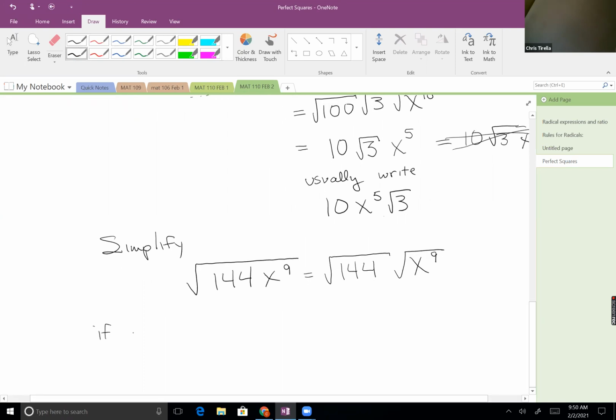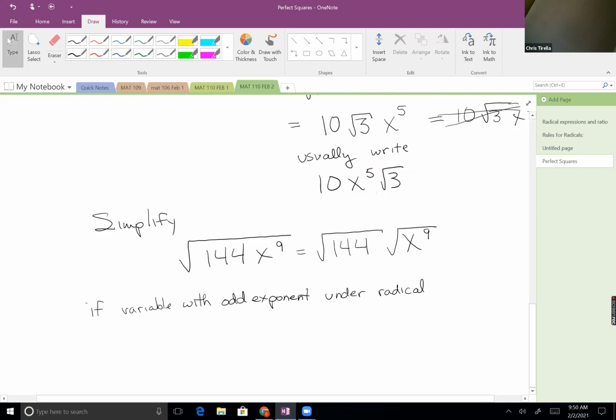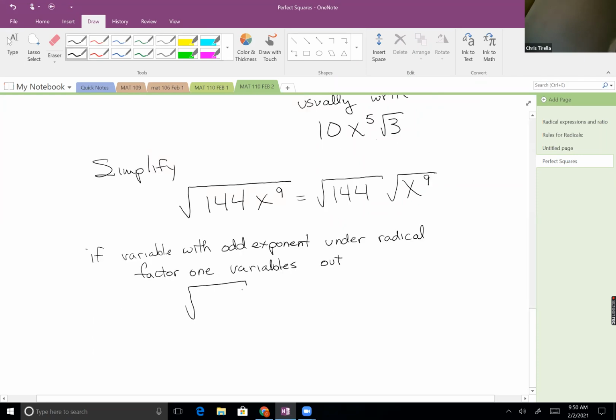And so if you have a variable with an odd exponent under the radical, to get the closest perfect square factor, you just factor one of the variables out. What the heck do I mean by that? Do I have the square root of x to the ninth? Well, I can think of that as x to the eighth times x. I just factor one of those x's out. Now, why would I do that? Because this x to the eighth is the largest perfect square factor.